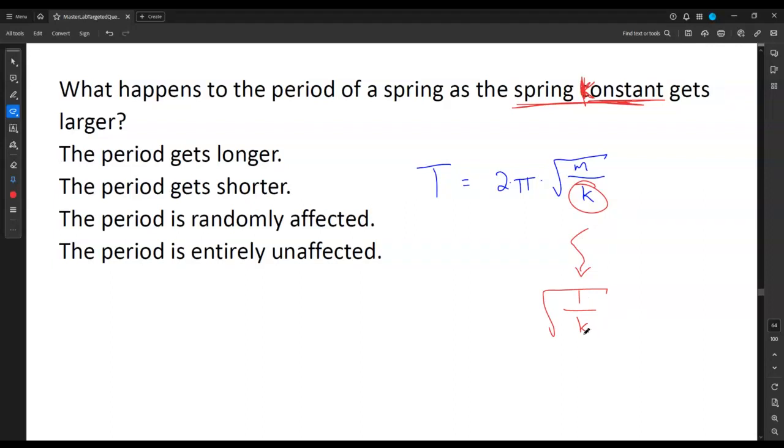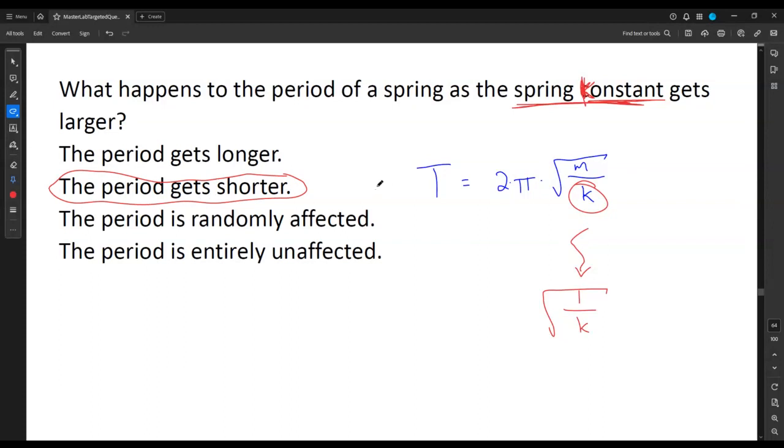If this gets bigger, so if k becomes larger, that means I'm dividing by a larger number, and so that's going to give me a smaller answer. So you can also say that it's inversely related. Now technically it's the square root of that, but again, inversely related means that if this part goes up, the other part goes down. So a bigger spring constant makes the period go shorter.